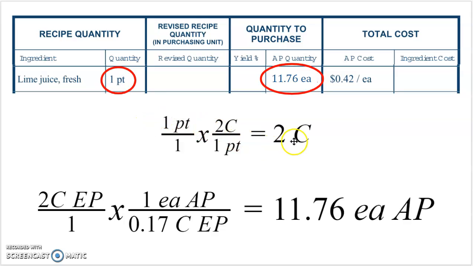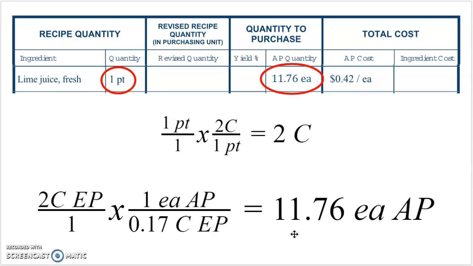I just made my pints into cups. You can do that in your head, of course. Then I'm going 2 cups EP. This is the thing I got out of the book of yields: 1 lime gives us 0.17 cups EP. Notice I'm labeling my EP and AP. Then I come up with 11.76 each AP.